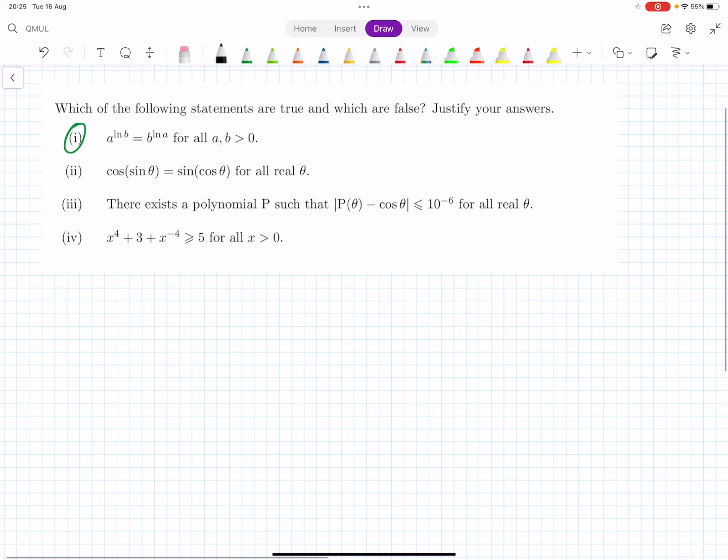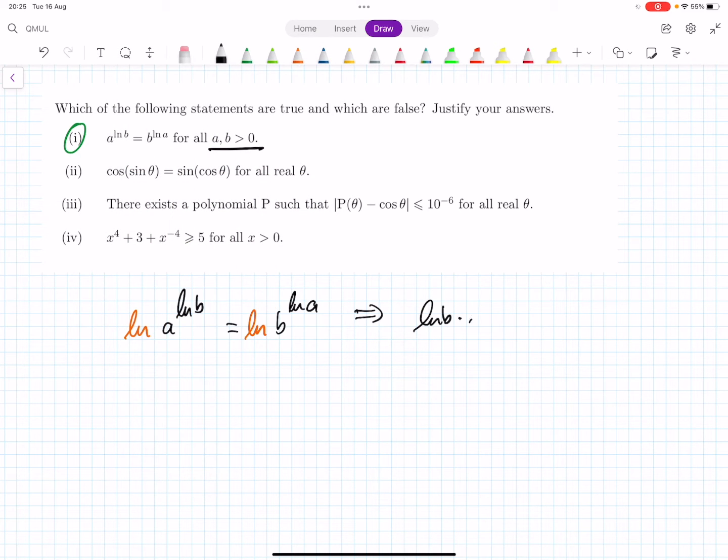Right, so let's have a look at it. a to the power of ln b is equal to b to the power of ln a. Now, if we apply ln to both sides, can we do that? Yes, we can, because a and b are positive, right? Then if we use the power rule, we have ln b times ln a on the left hand side, and on the right hand side ln a times ln b. Well, clearly this is true for any a and b, isn't it? Because it's like saying 2 is equal to 2, right? So the first claim we agree with, that's true.